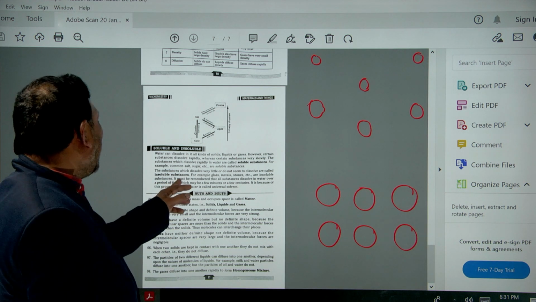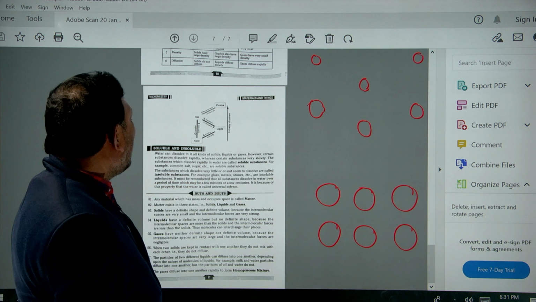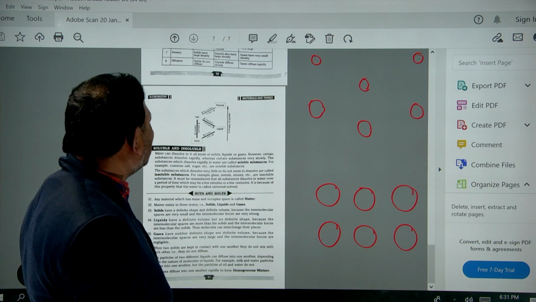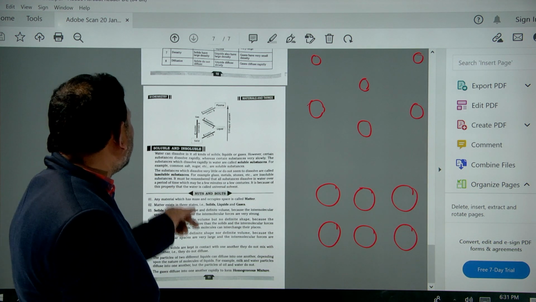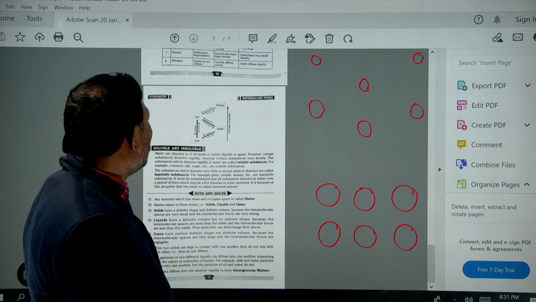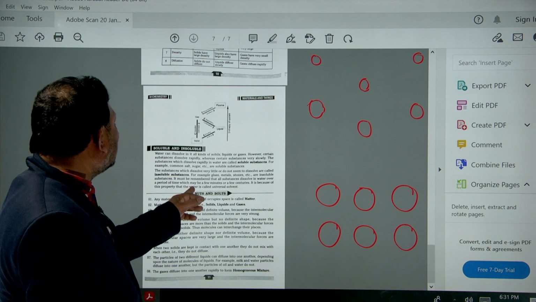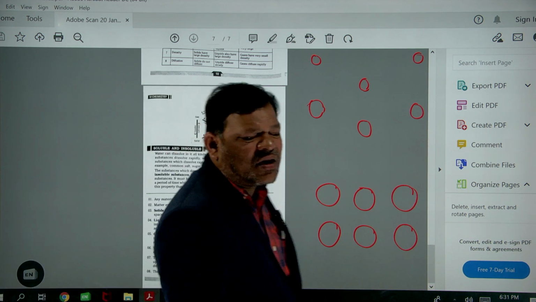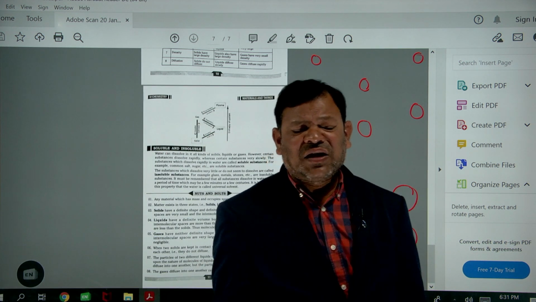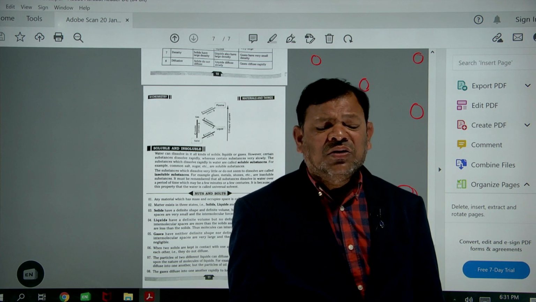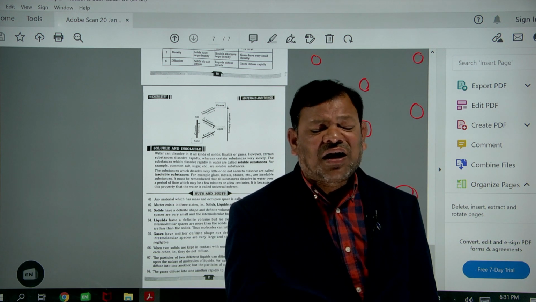It must be remembered that all substances dissolve in water over a period of time, which may be a few minutes or a few centuries. It is because of this property that water is called the universal solvent. Water is a very important thing, also known as the universal solvent.